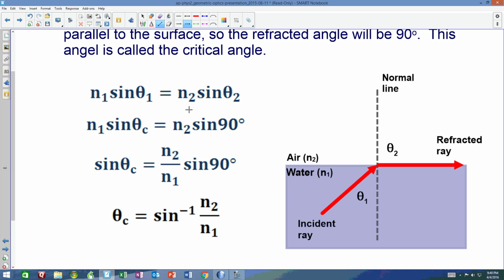Okay? In order to get that 90-degree angle, which we see right here, our critical angle, or this incident angle, has to be equal to the arcsine of N2 over N1. So that's how we determine the critical angle in order to have the light ray travel along the surface. Anything greater than the critical angle will cause total internal reflection.